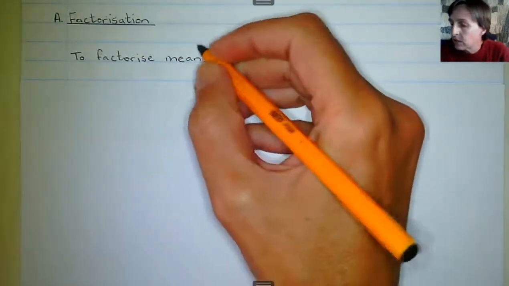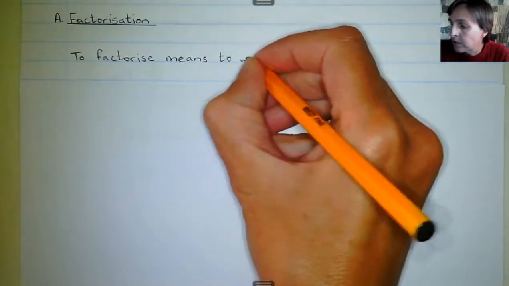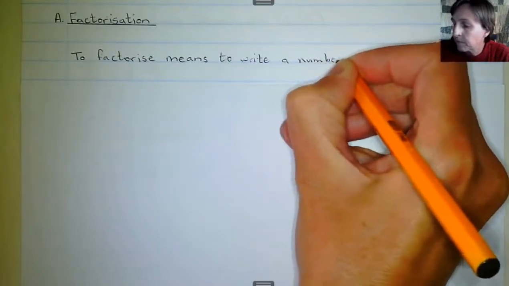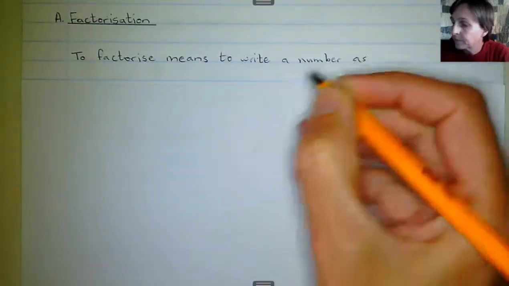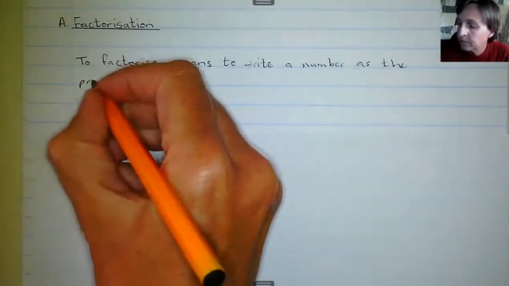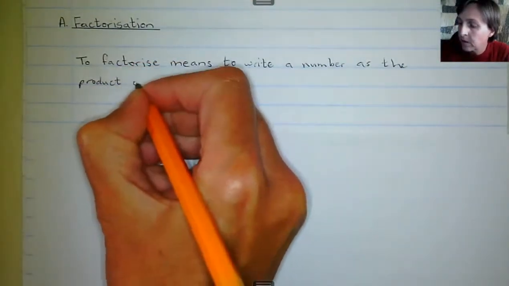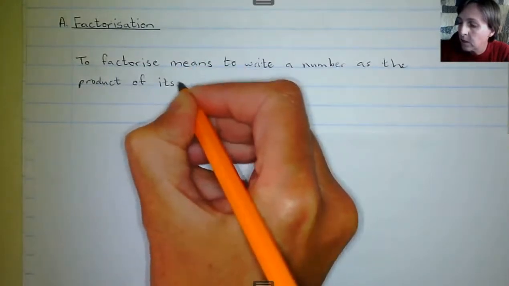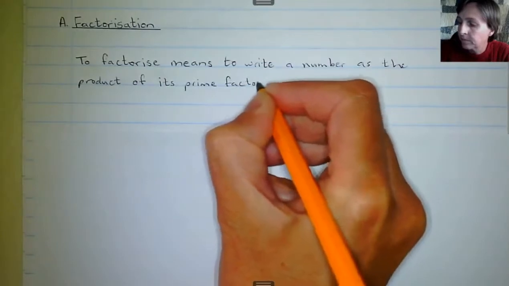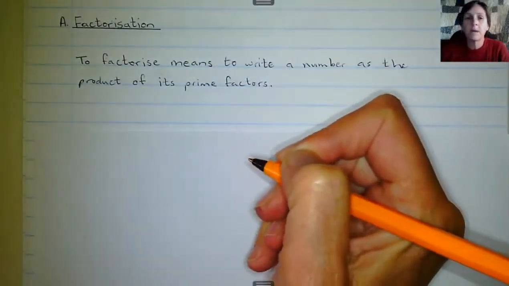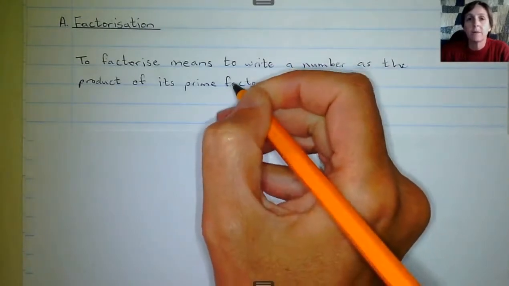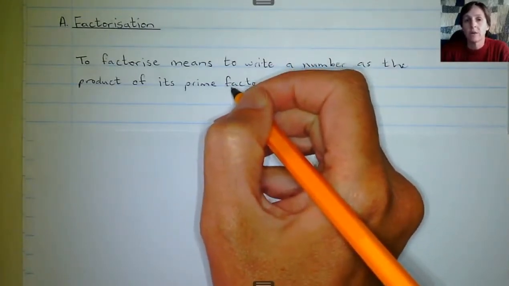So let's see, to factorize means to write a number as the product of its prime factors. Now remember, the prime factors are when I write out the factors of a number and I find the prime numbers that are in that list, those are the prime factors.